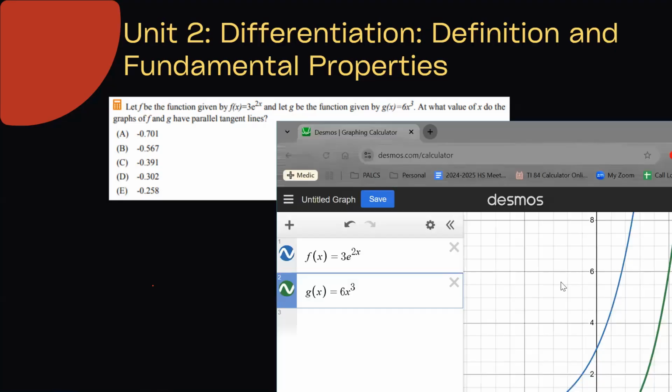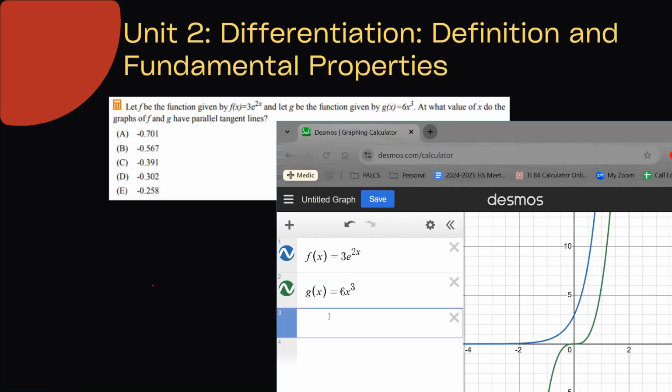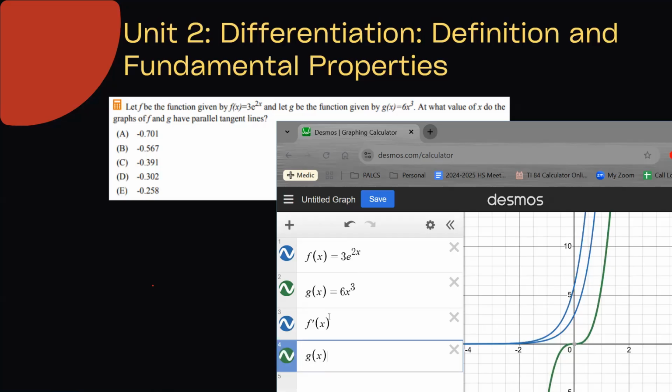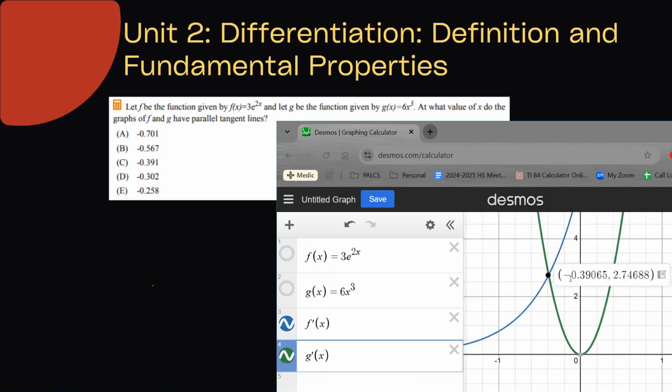So if we graph the original functions in Desmos, we have them here. Desmos allows us to easily graph the first derivative of each function with the little prime mark, and then you can turn off the first and second function, look for the intersection of those two functions, which is negative 0.391, which is this choice right here.